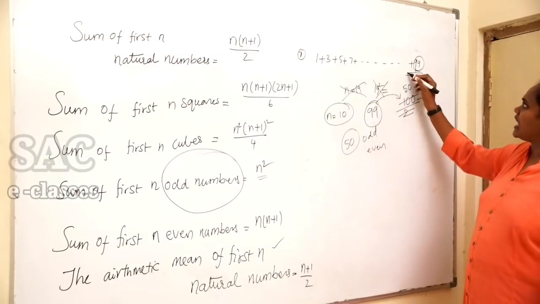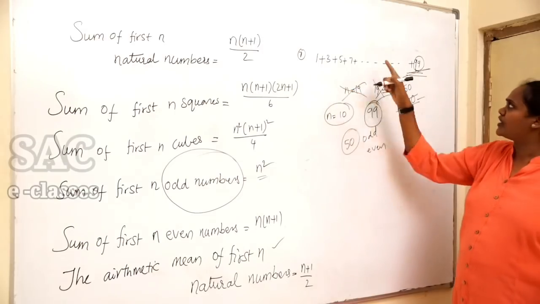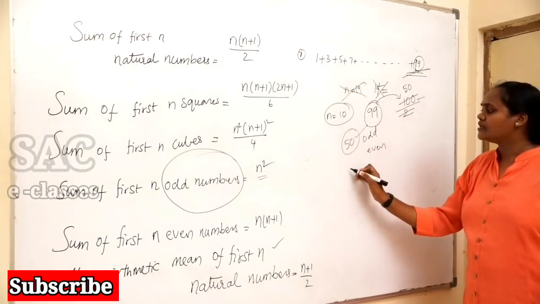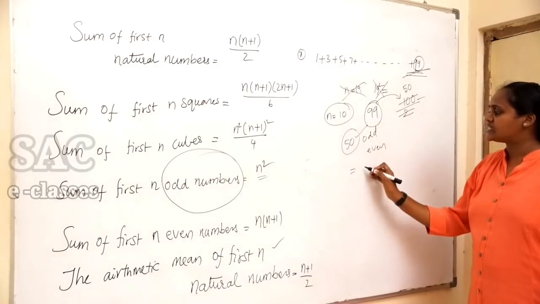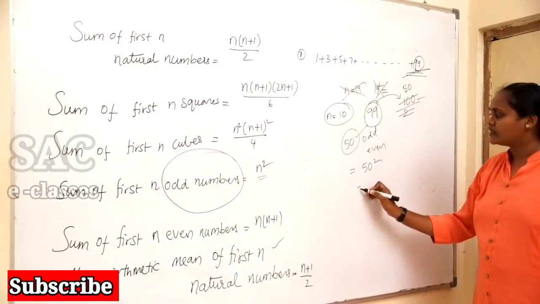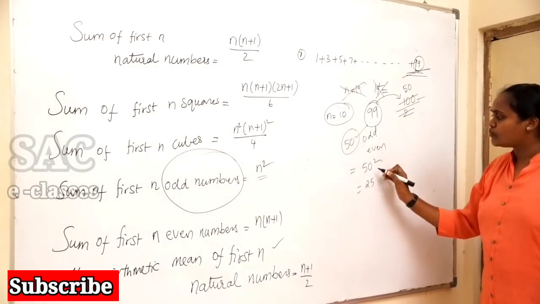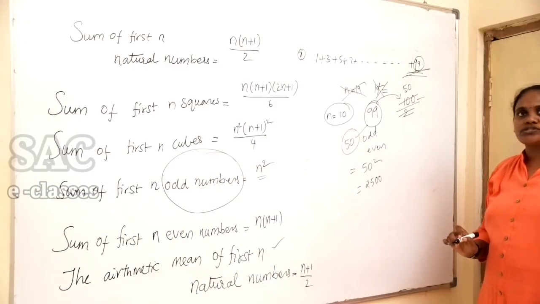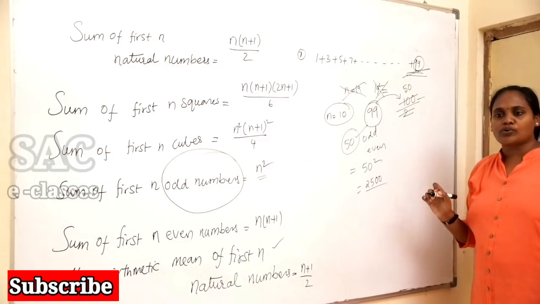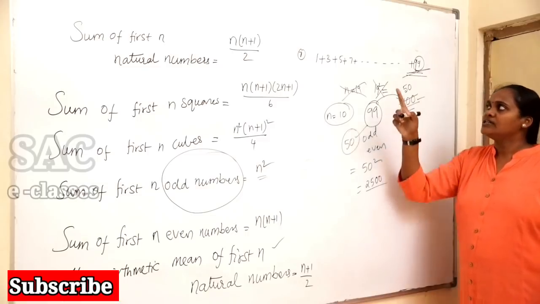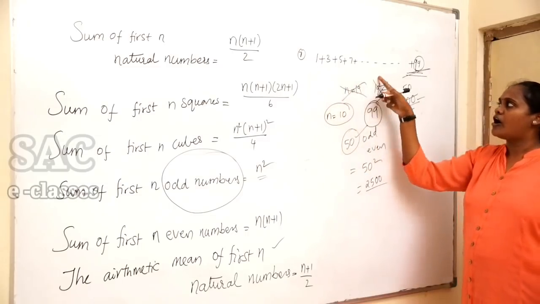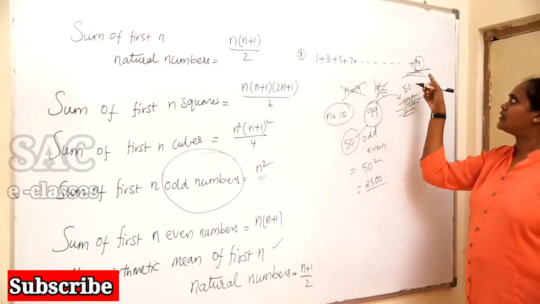Now, how many odd natural numbers are present from 1 to 99? They are 50. So the sum of these is n square, which means 50 square. 5 square is 25, then you write 2 zeros. Then the answer is 2500, which is the sum of all odd natural numbers from 1 to 99.